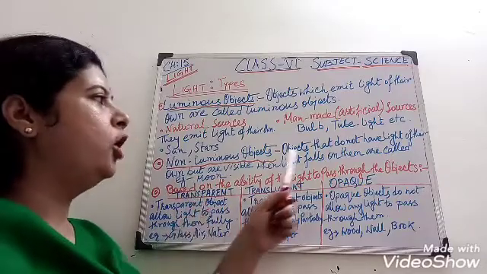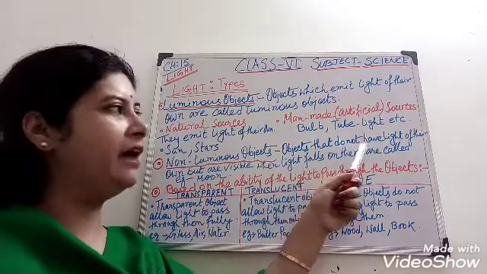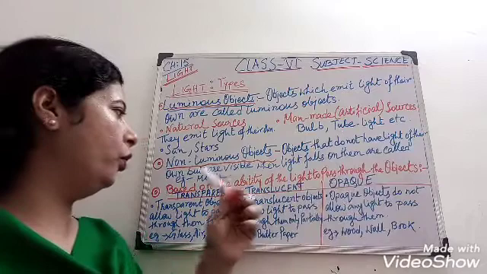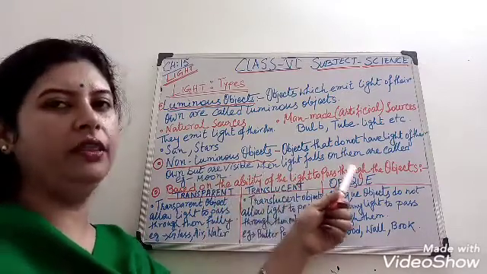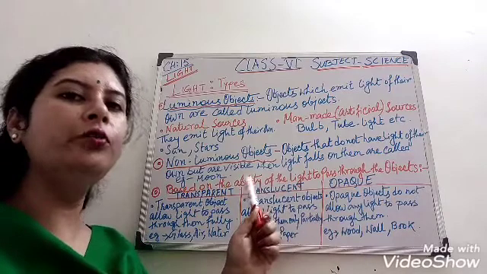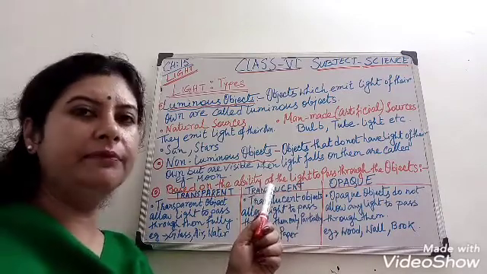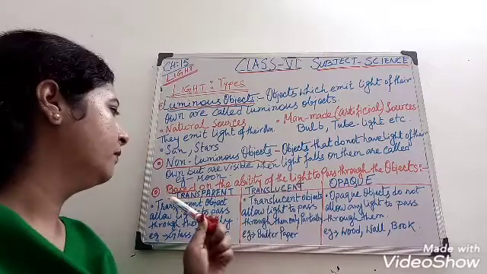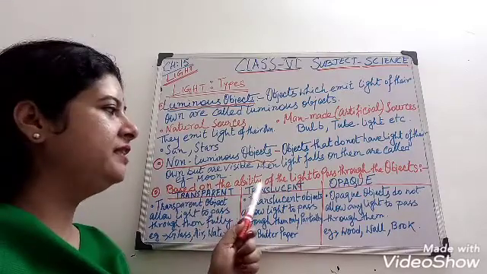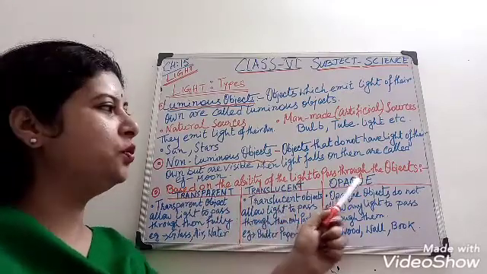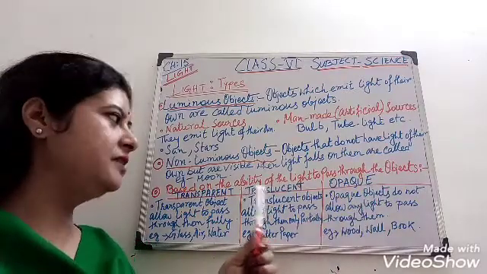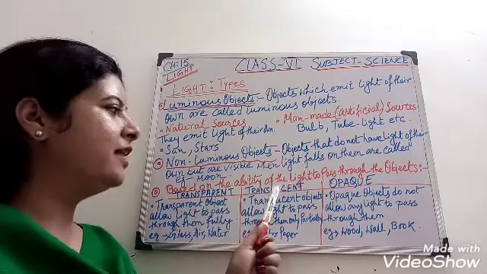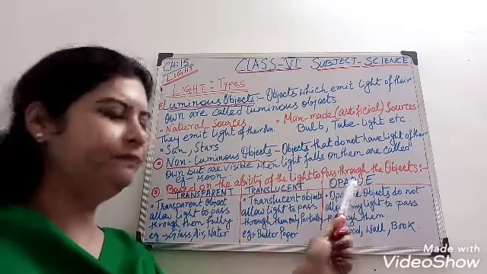Non-luminous objects, objects that do not have light of their own but are visible when light falls on them, are called non-luminous objects. For example, moon. Based on the ability of the light to pass through the object, they are classified into three groups: transparent, translucent and opaque.